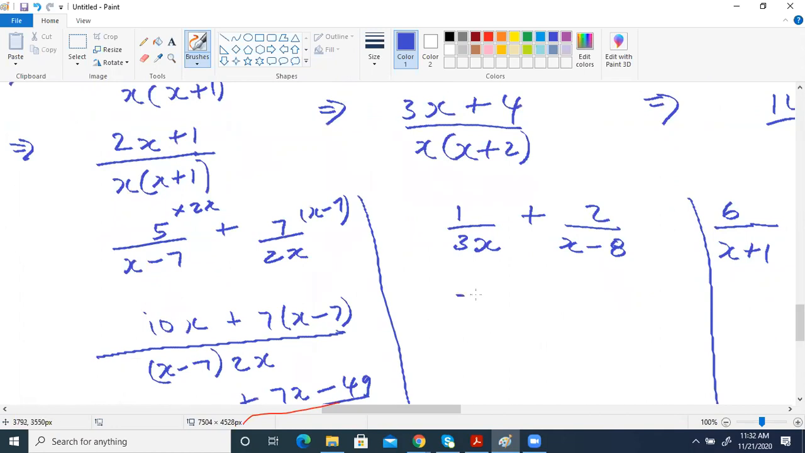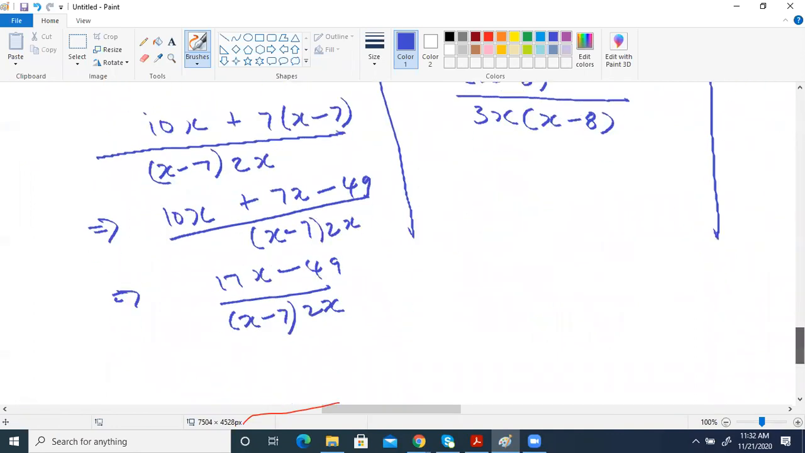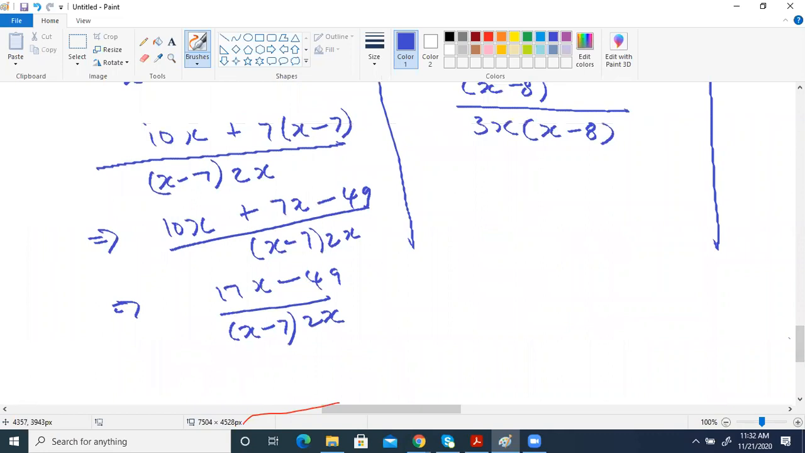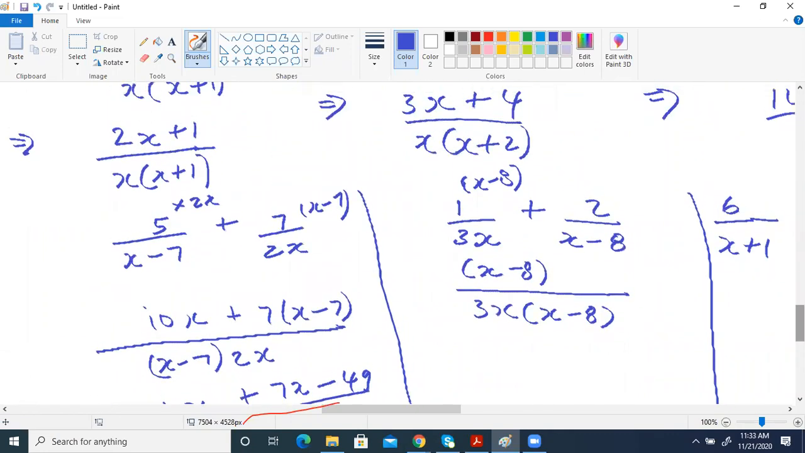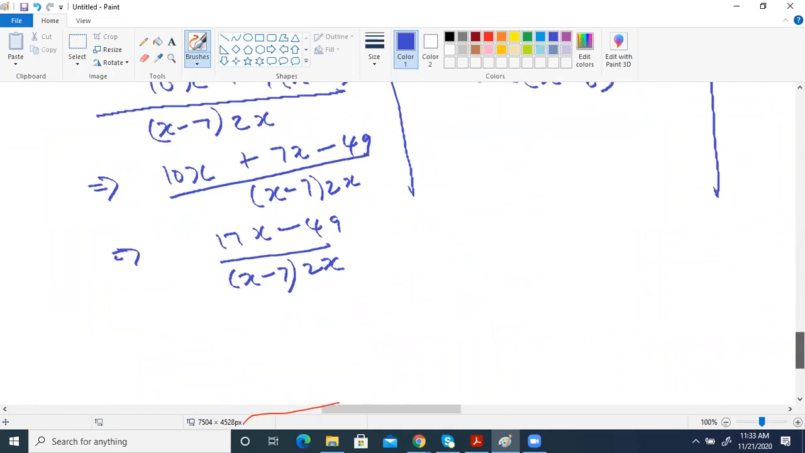Lovely. Over here now, 3x into this, so we can write it here. We get this times x minus 8. Sir, what's the answer for the first one? I'm not seeing this clearly. Answer for the first one, you can see now. Oh yes, let me go back: 17x minus 49. You got it? Okay, great.